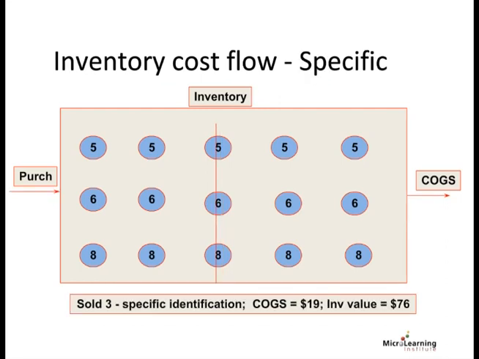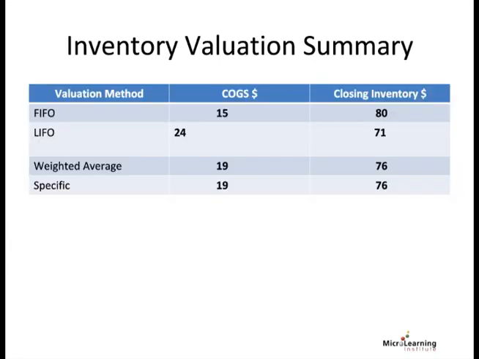Using the specific method of raw material inventory valuation, each specific unit removed from raw materials inventory to work in process is valued at its specific cost. Hence, if we pick, as per the diagram, COGS equals $19, our closing inventory value is $76. Hence, depending on the company's chosen stock valuation policy, the company can get differing cost of sale and closing inventory values.